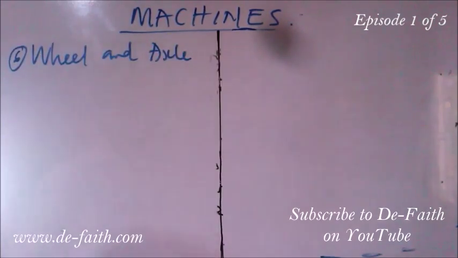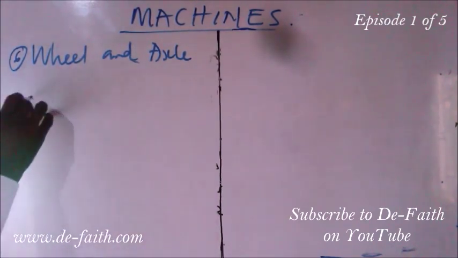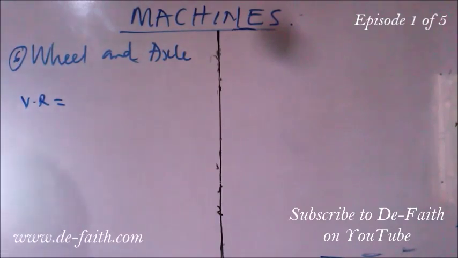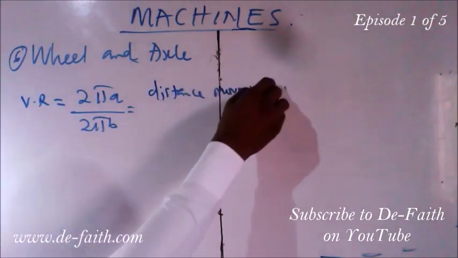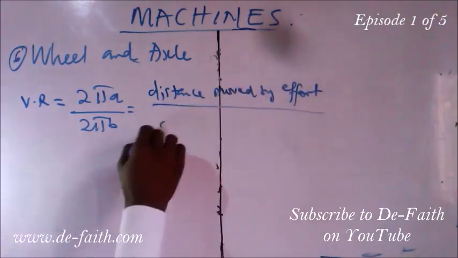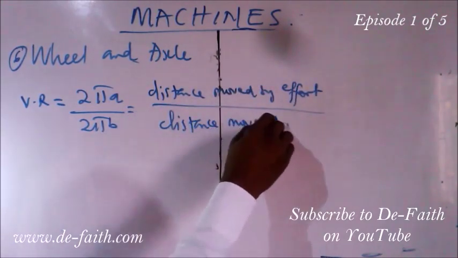Now the wheel and axle consists of a wheel with a larger diameter where the effort is applied, and an axle with a smaller diameter where the load is attached. And a typical example is a device for fetching water from a well. In a wheel and axle, the velocity ratio is easily gotten. Now where this is the distance moved by the effort over the distance moved by the load.